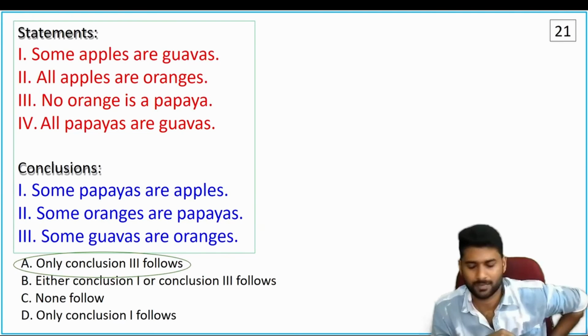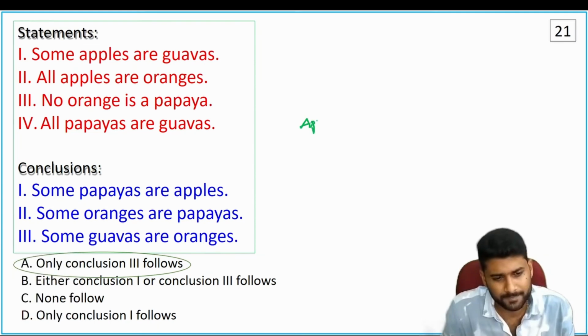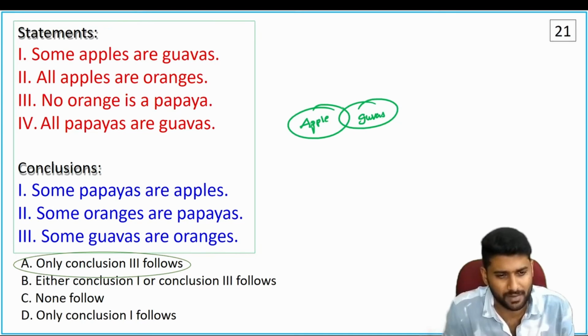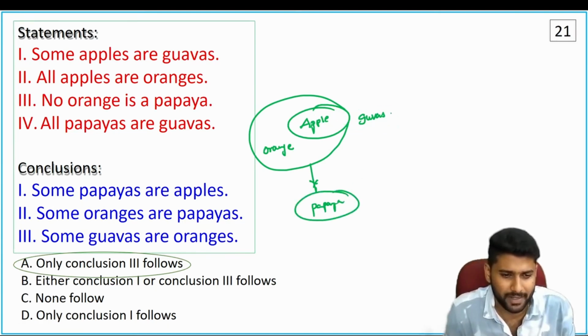Next. See the question from syllogisms. Some apples are guavas. All apple is orange. No orange is papaya. Make this picture clear. All papaya are guava.